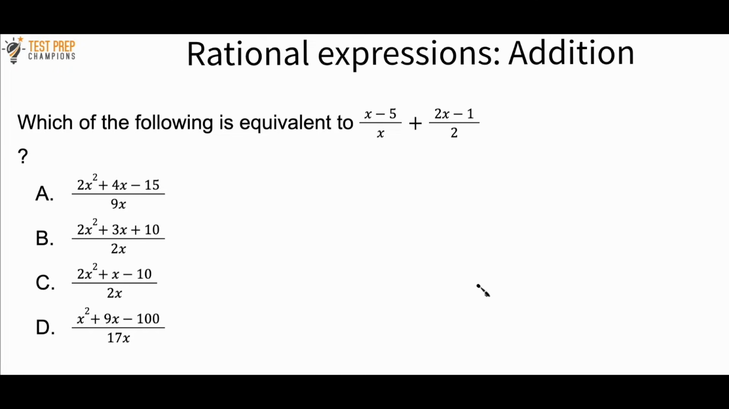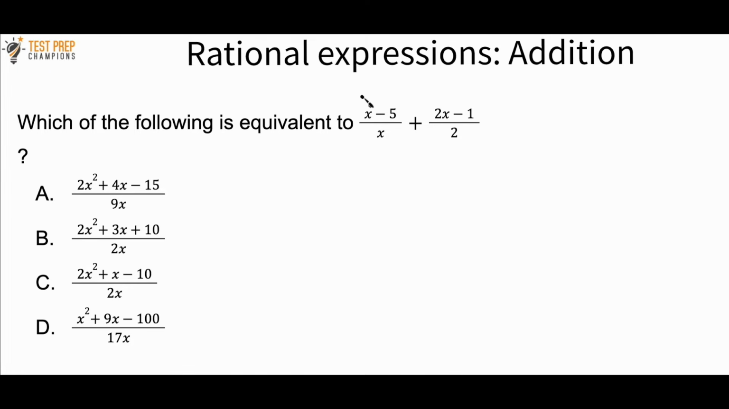So in this case, in order to solve this question, we first have to get a common denominator. Whenever you add fractions, you always have to get a common denominator. So let me show you how I'm going to do that here. Let me look at my first fraction, this x minus 5 over x. I'm going to come over to the second fraction and see what I have in the denominator. I see that there's a 2 in the denominator.